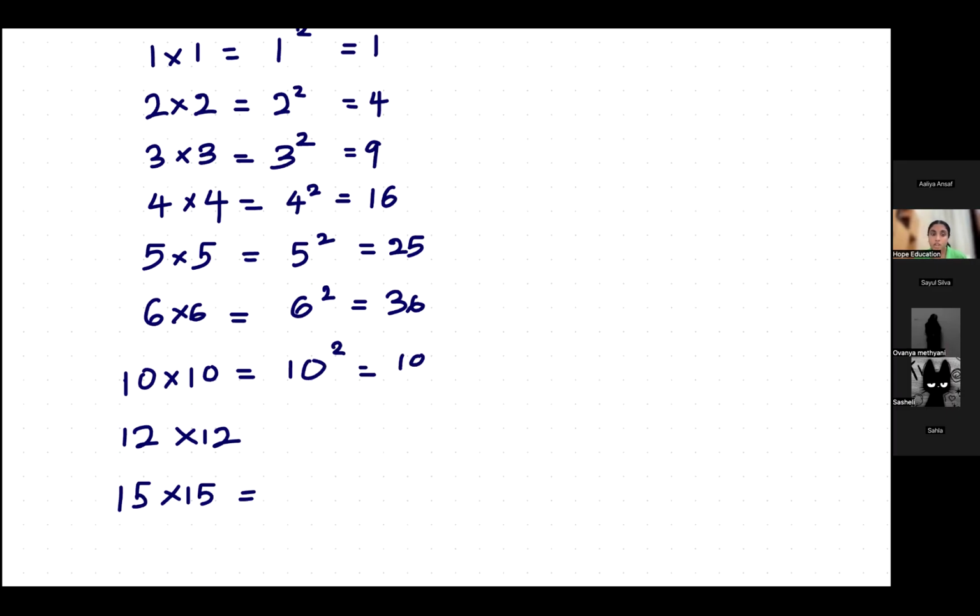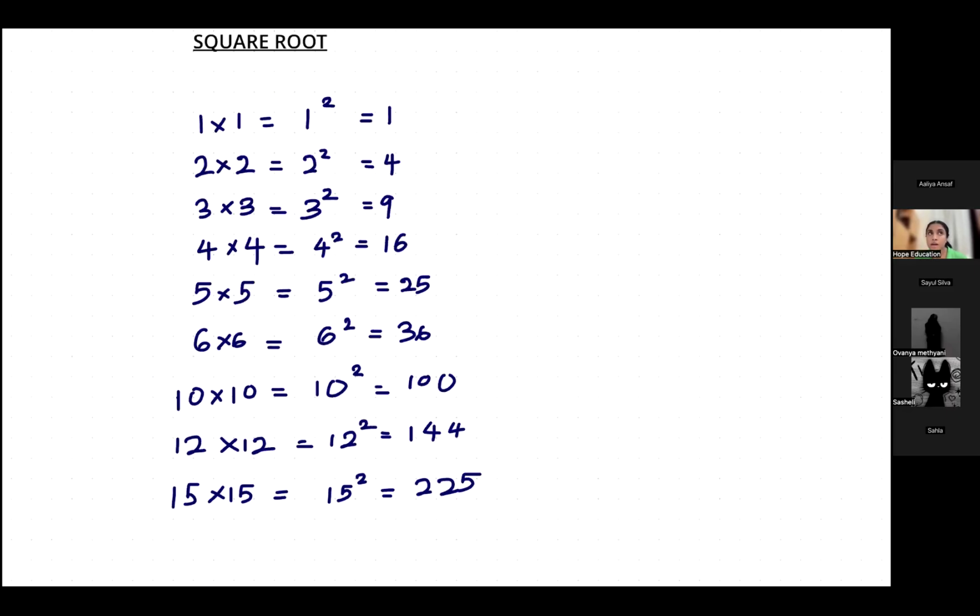And 12 times 12 means square of 12, which is 144. And finally, 15 times 15 means square of 15, which is 225. Okay. So any number, when you get the square of that number, you get a certain value. Square එකක් කියලා කියන්නේ එකම number එක දෙපාරක් multiply වෙලා. Okay, that is all good.